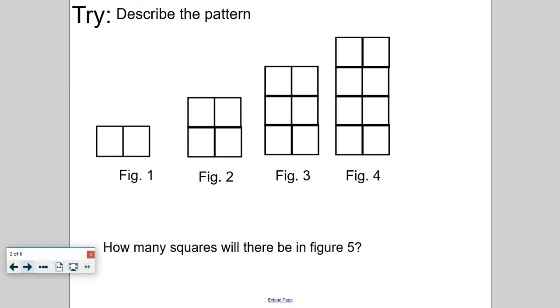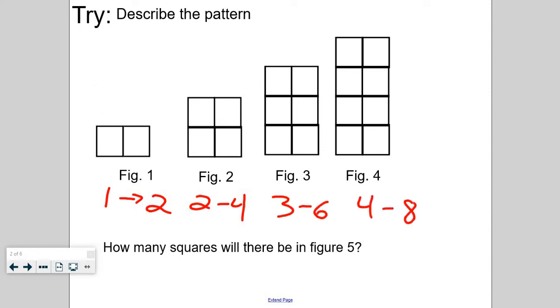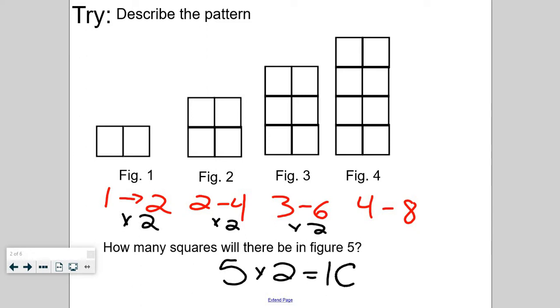So describe the pattern here. How many squares will be there in figure 5? Figure 1 has 2 squares. Figure 2 has 4 squares. Figure 3 has 6 squares. Figure 4, 8 squares. So right now, we know that we are multiplying by 2. So in figure 5, we're going to multiply by 2, and we know that there's going to be 10 squares.